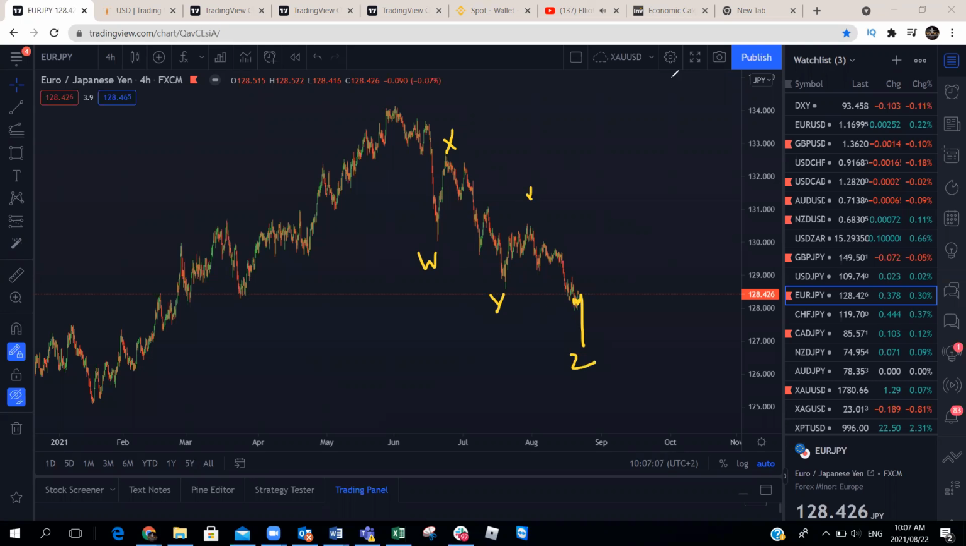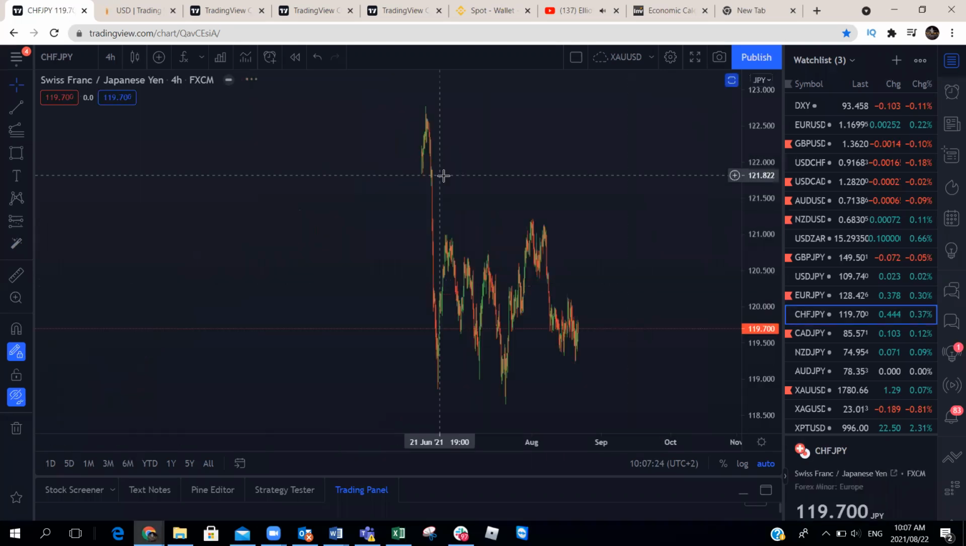Now, again, it's another one of those that could be going down for the long term. So let's just keep an eye on this. All right, so that is euro yen. A pullback is imminent. CHF yen.